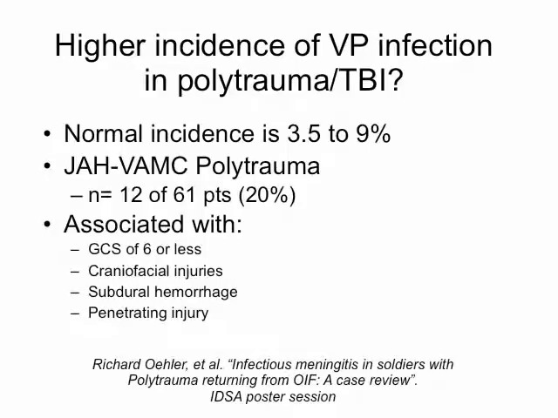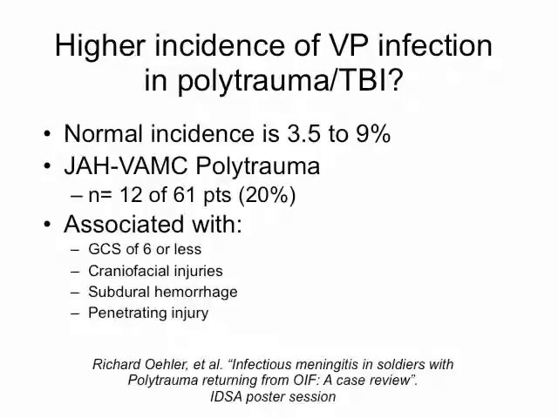Okay, so one thing we've noticed, and with some help from Richard Ailer here, with the numbers: the normal incidence of a VP shunt infection, and this is mostly based on kids with brain cancer or hydrocephalus, and their typical infection rate, I think this is over 3 years or so, the incidence is normally like 3.5 to 9%. In the James A. Haley VMC Polytrauma Center, just going back to some of the studies that Richard had put together, the incidence is more in the order of about 20%.